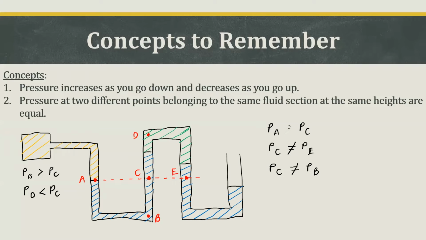Okay? And then, how about points C and B? They belong to the same fluid section, this blue fluid section at the left, but they're not at the same height. So we cannot say that pressure at point C is equal to the pressure at point B. And it was also given earlier that the pressure at point B is greater than the pressure at point C. Okay, so that's all for the concept. So let's now proceed to solving problems.